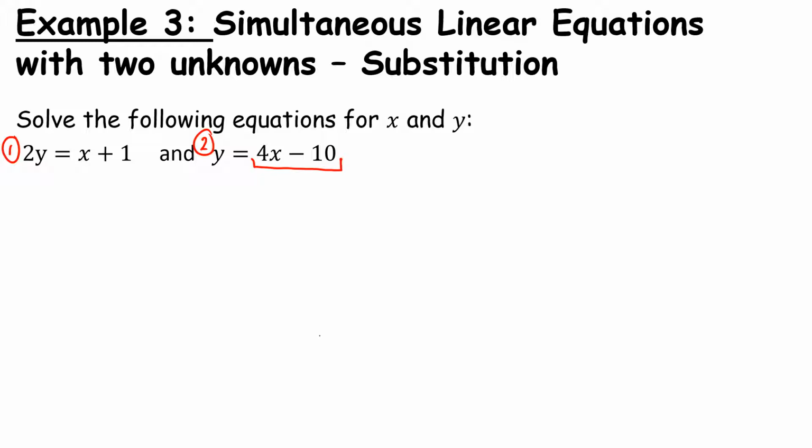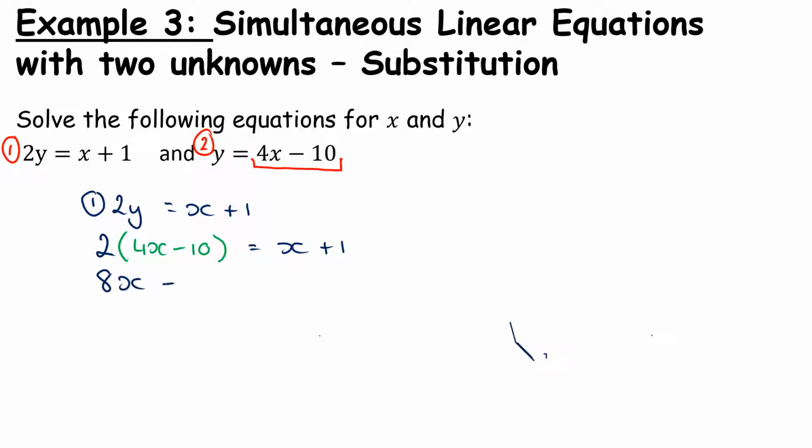So what we're going to do is take equation 1, which is 2y is equal to x plus 1, and instead of our y, we're going to sub in 4x minus 10. So that's coming from equation 1: 2 times (4x minus 10) is equal to x plus 1. We multiply that out, we get 8x minus 20 is equal to x plus 1. We're going to subtract an x from both sides. So that gives us 7x minus 20 equals 1.